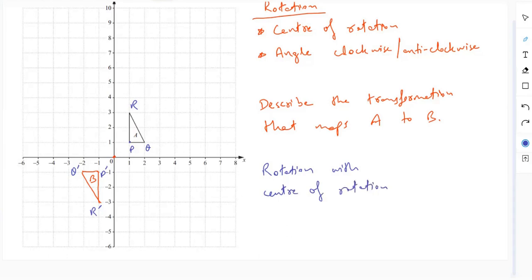The center of rotation will be something, we have to write its coordinates. Rather, let's write it above. Rotation, here we write the angle, so it's going to be some angle, rotation some degrees, whether anti-clockwise or clockwise. Now we have to figure out 2 things: the center of rotation and the angle.